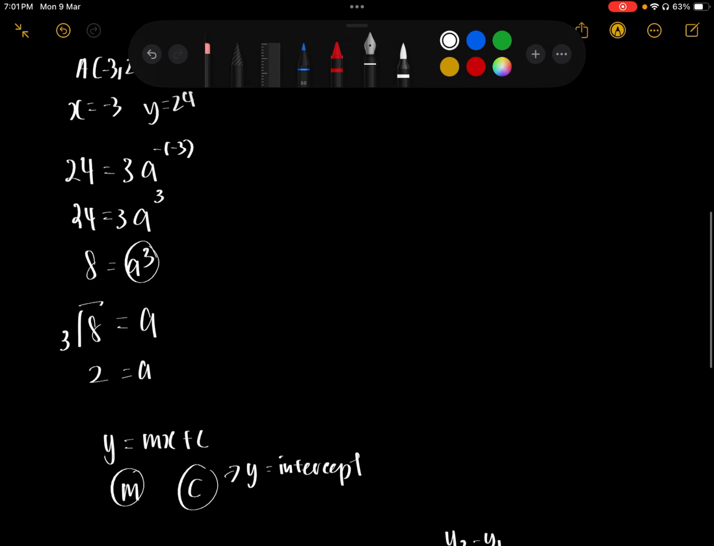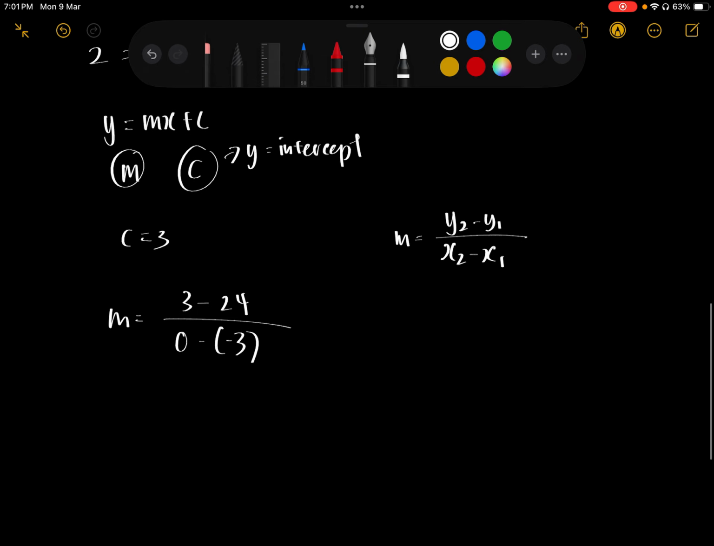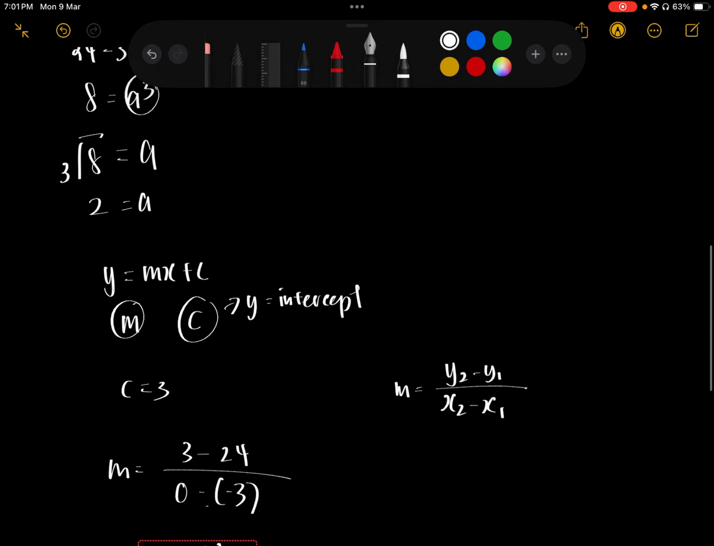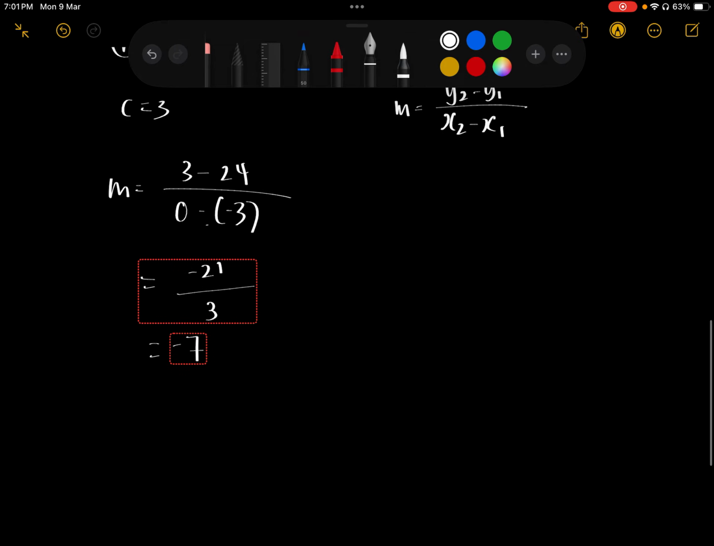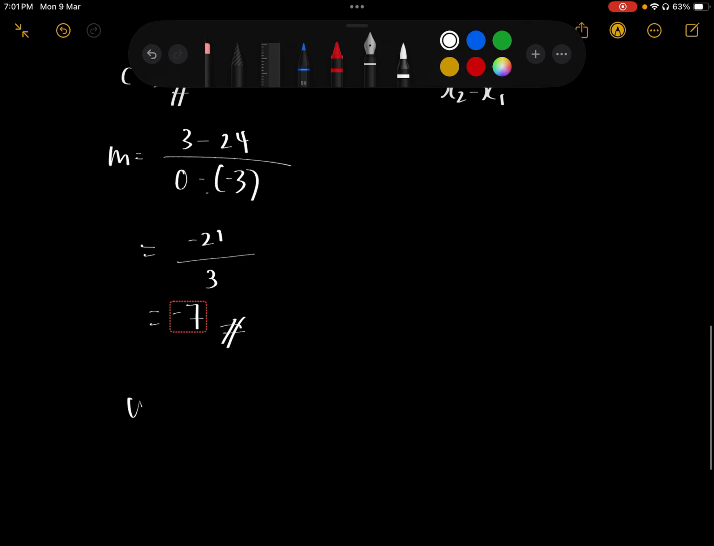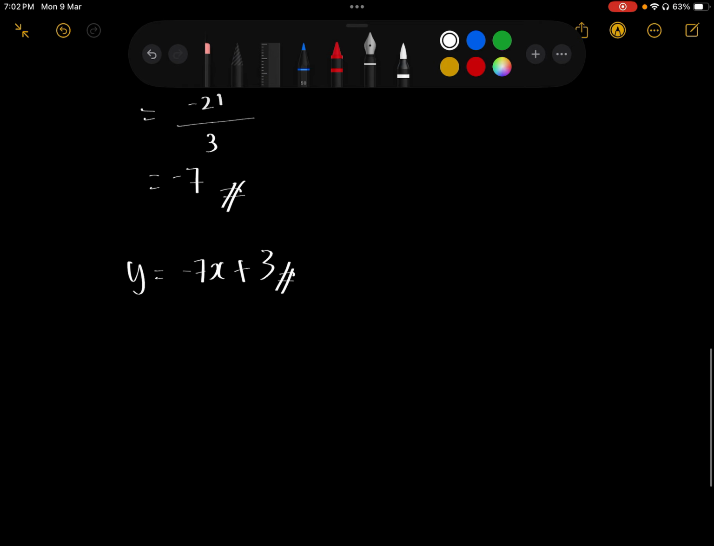Since this line is going downwards, our gradient should be negative. So 3 minus 24 is negative 21 over 0 minus negative 3, which is positive 3. So you have negative 7, which fits our visual line now. Have you found your m? Yes, you have. Have you found your c? Yes, you have. So you are only left to put in the unknown variables. All right, so this will be your answer.